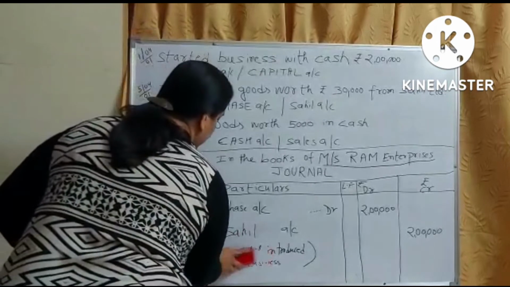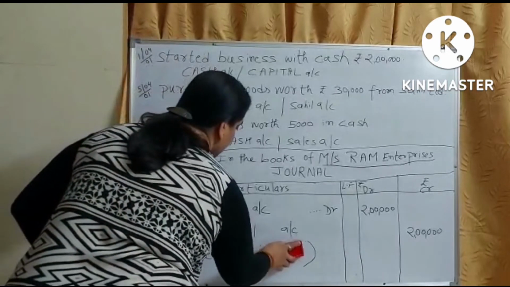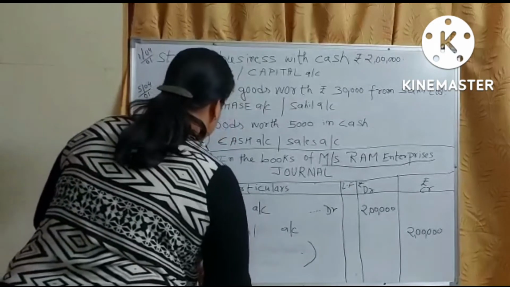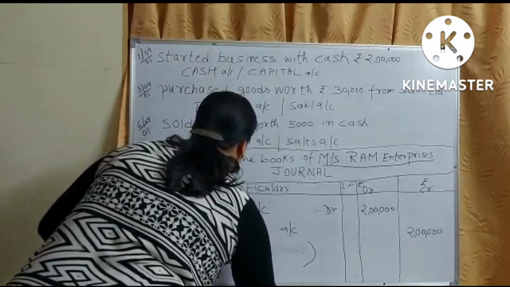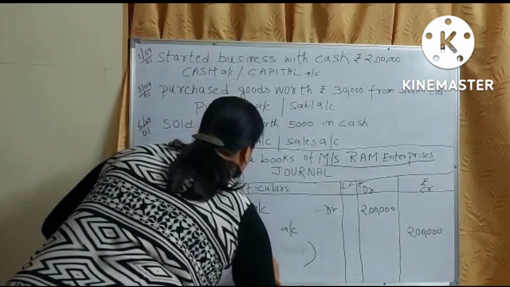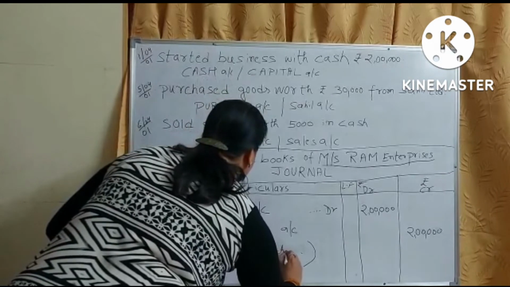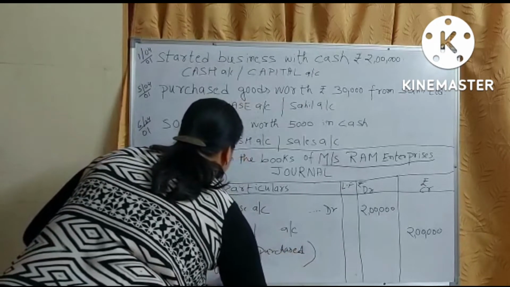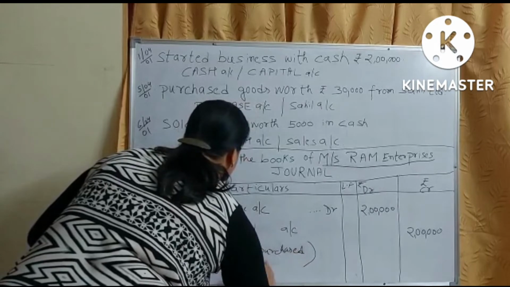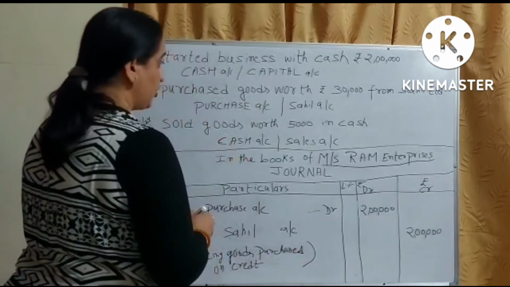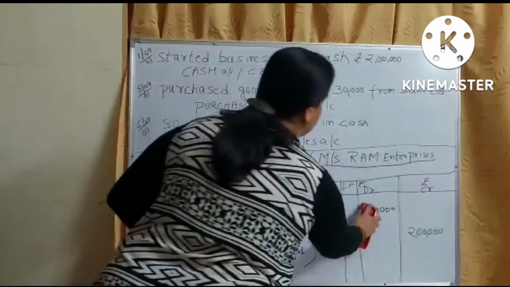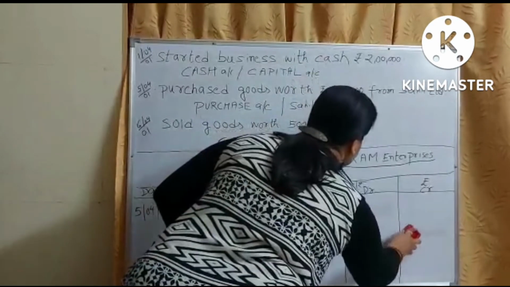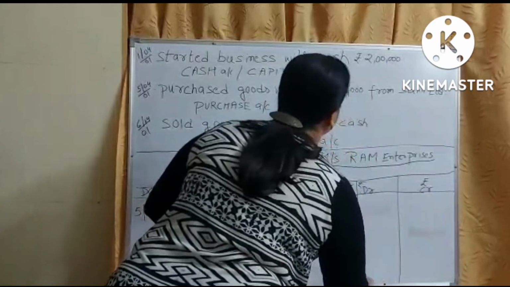And what will be the narration? Being goods purchased on credit. And what will be the amount? 30,000.